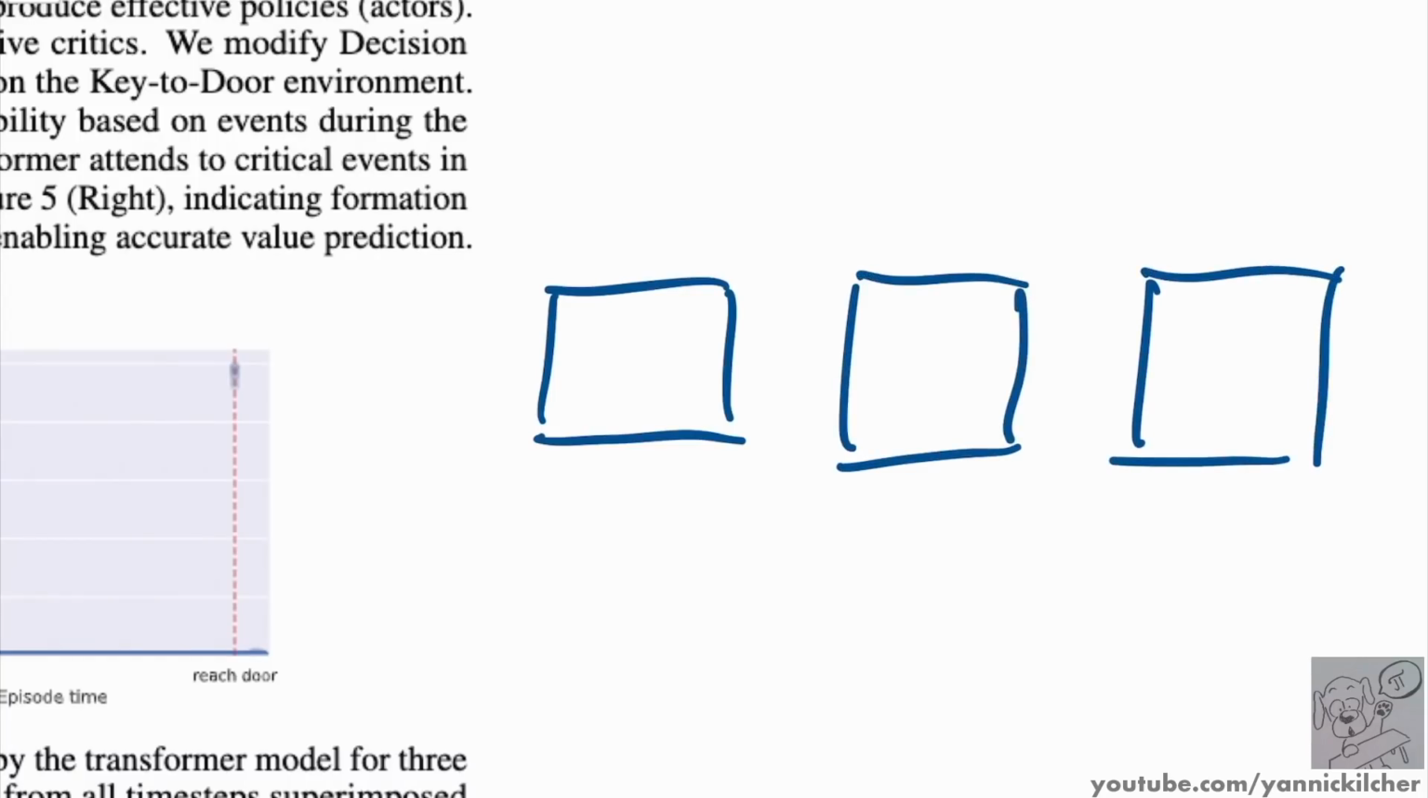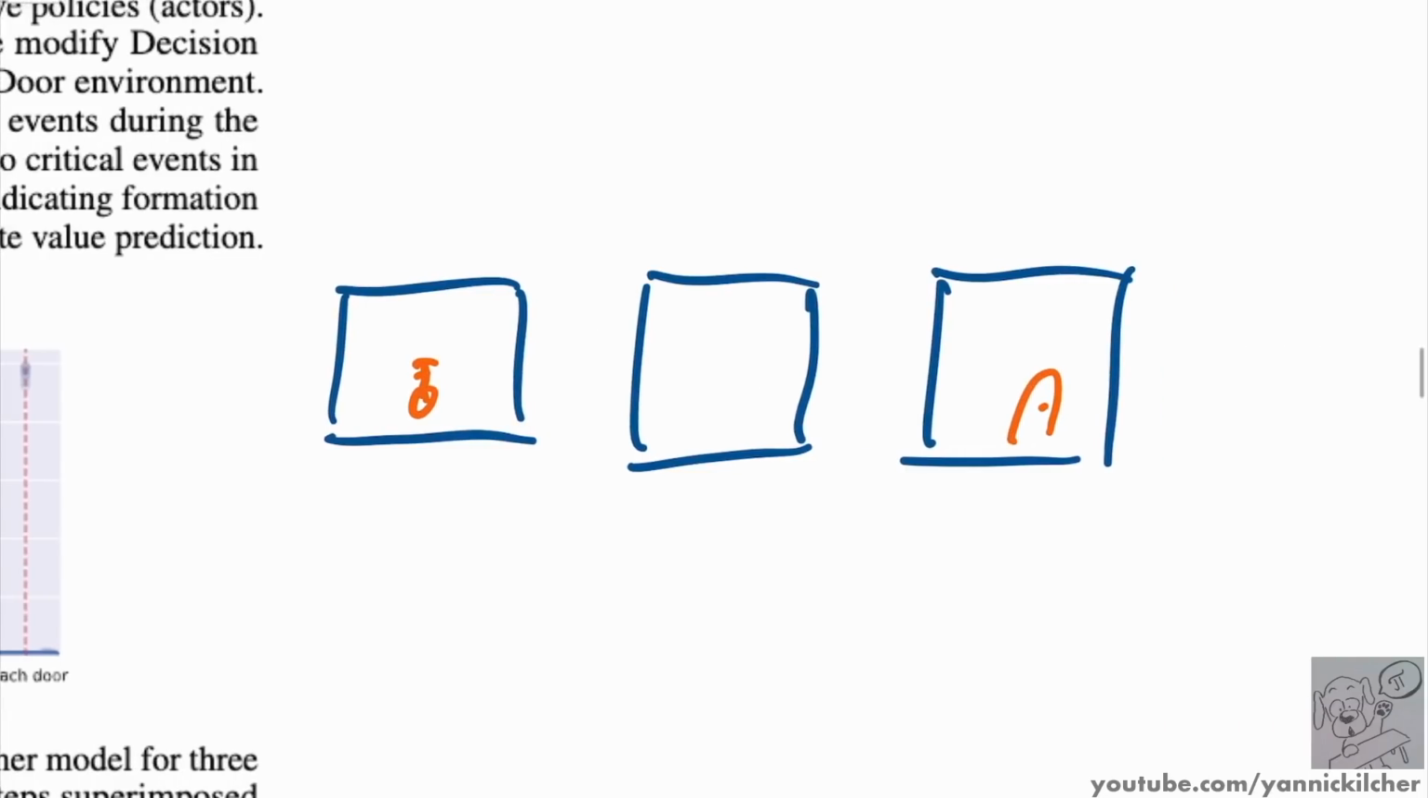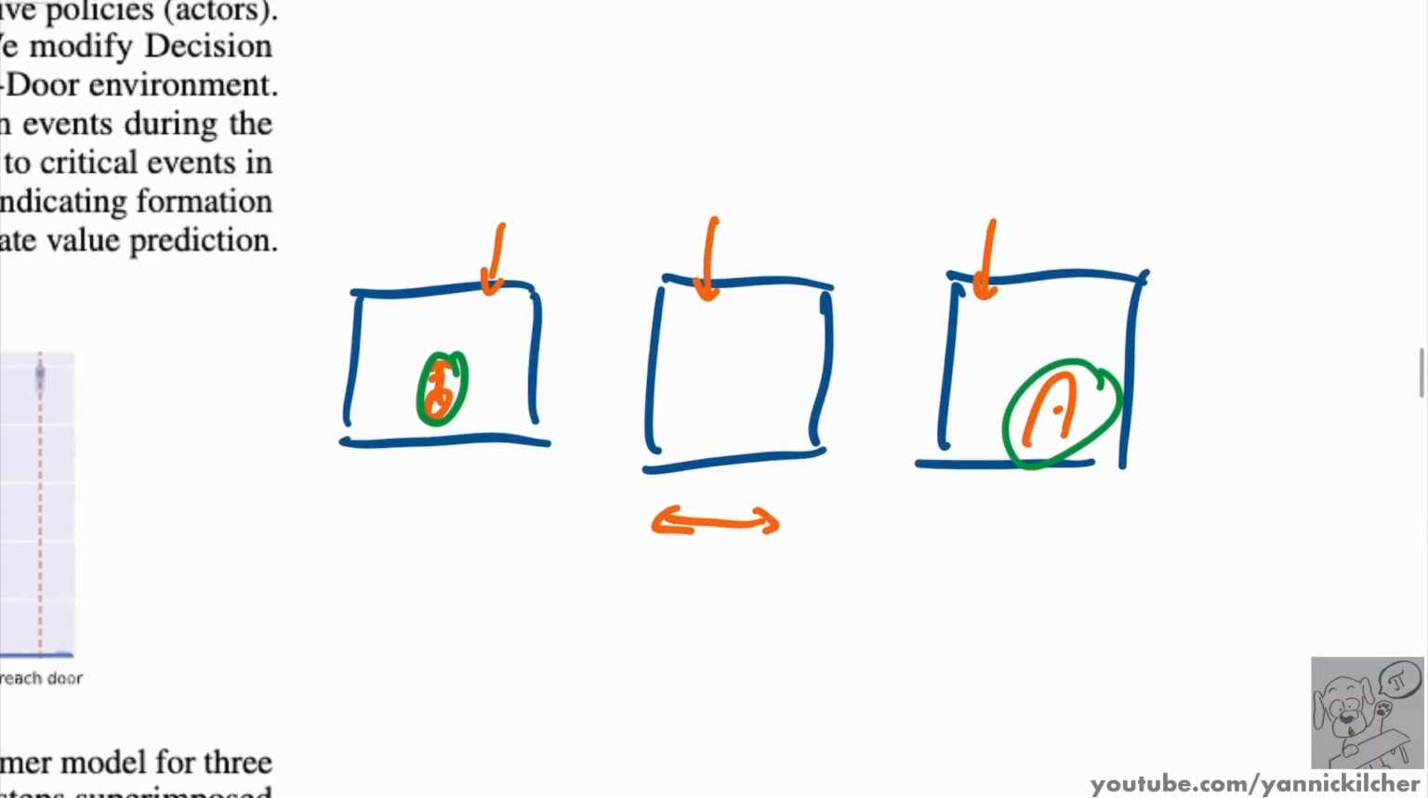In the first room, there's a key. In the last room, there's a door. Now, you're thrown into the first room. You get to walk around a bit. Then you're thrown into the second room. You get to walk for a variable length of time. And then you're thrown into the last room. If you have taken the key and you reach the door here, then you get a good reward. Otherwise, you fail.